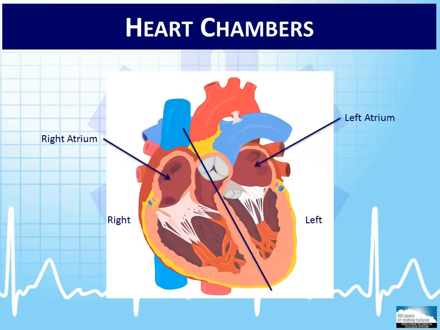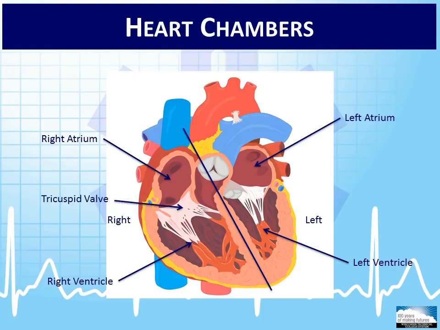The inferior chambers of the heart are the ventricles. As before, we differentiate between the two by referring to the right and left sides, resulting in a right ventricle and a left ventricle. These chambers within the heart are separated by a series of valves that prevent blood from flowing backward. The tricuspid valve lies between the right atrium and the right ventricle.